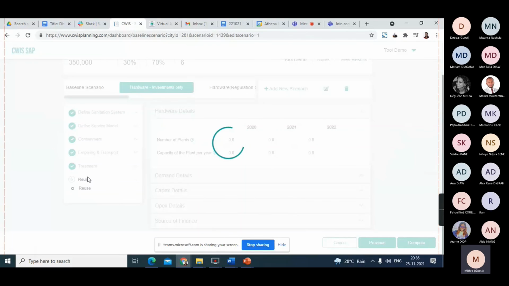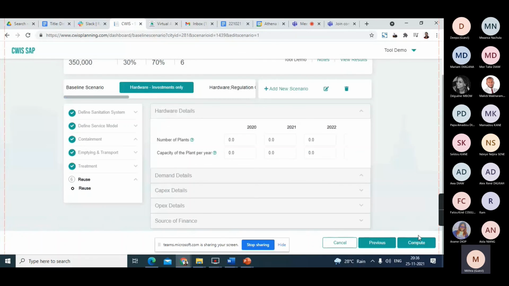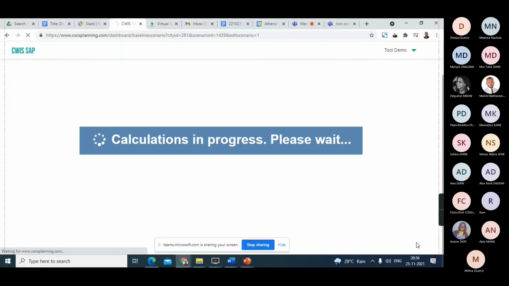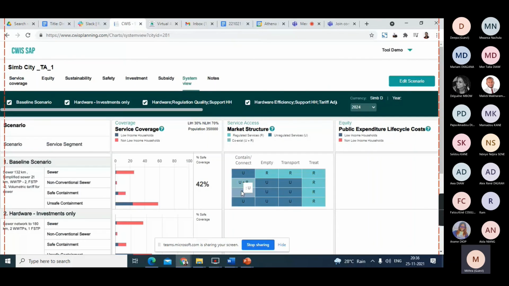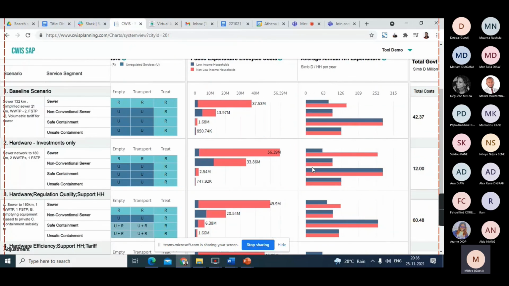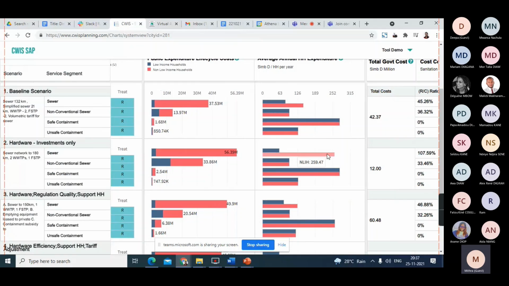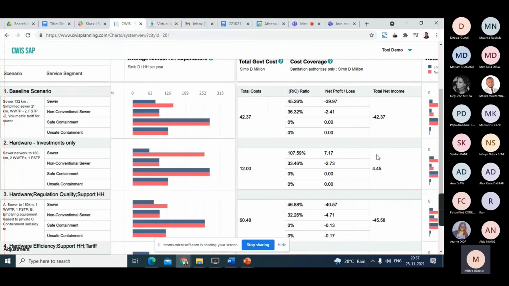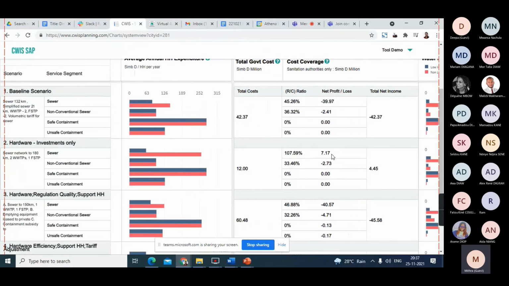Again, I go to the reuse section, which is the last page of the input, and then press compute. And in a couple of seconds, you would see how the tariff paid by the average household expenditure for the non-low income households has increased, and we have broken even, and are also making a little more profit. A surplus, yeah. So we have gone to a surplus scenario. This is one of the levers that we would be interested in. And we would also be interested in showing detailed sessions for using the tool hands-on.